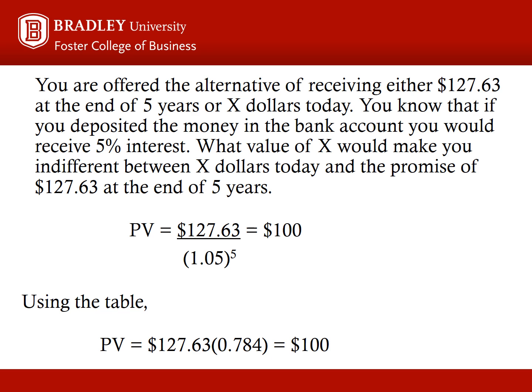Or you could use a table, because that's the calculator version. If you use the table, again, you would go to table 2, and you have the $127.63 multiplied by your present value interest factor of 0.784, and that gives you the $100 present value amount. Okay, and again, I got this 0.784 by moving across the top of the table to get at the discount rate of 5%, and then moving down the body of the table until I found 5 periods or 5 years.